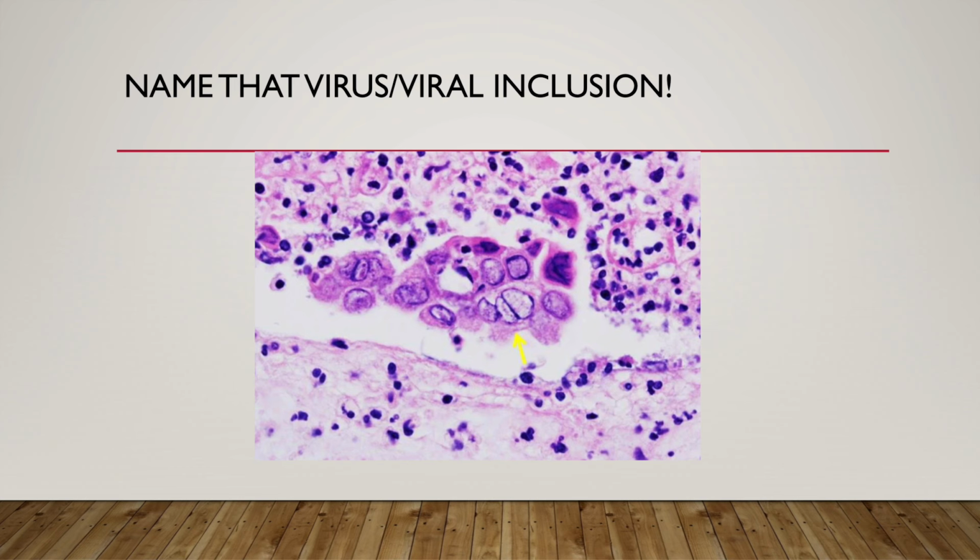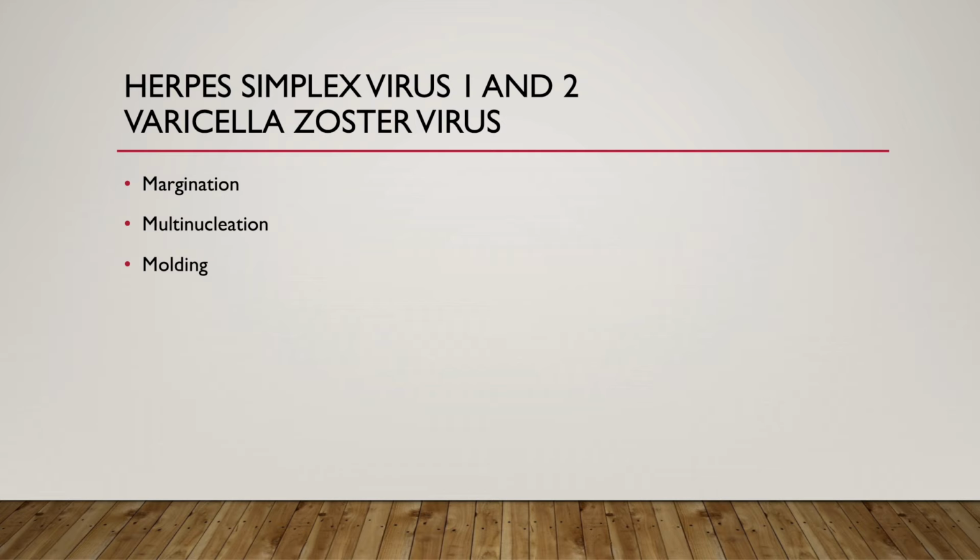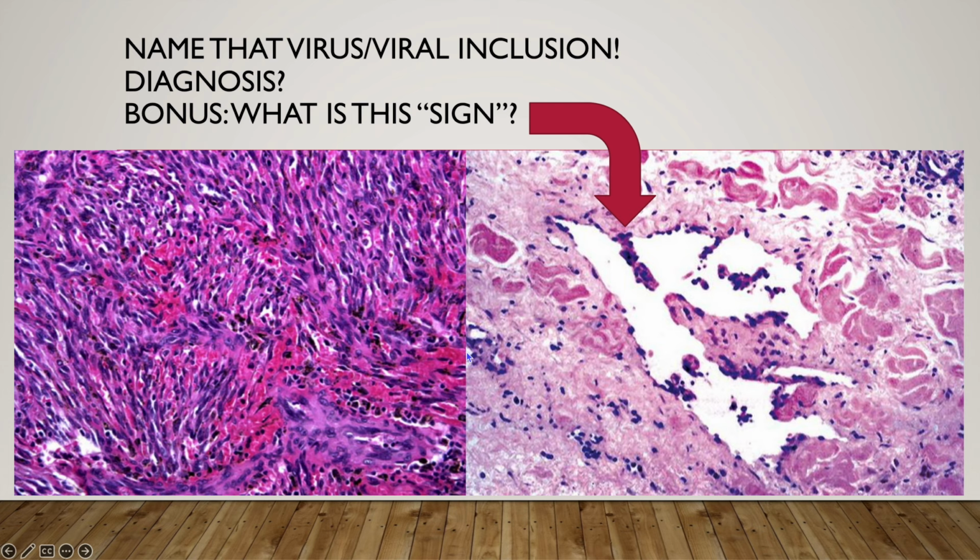Name this viral inclusion and the findings. Yep, this is HSV: molding, margination, multinucleation. Here you have this vascular tumor with a lot of red blood cells, and you have this vessel. It's a small vessel growing inside a vessel. So this is HHV8 Kaposi sarcoma, and this is called a promontory sign.